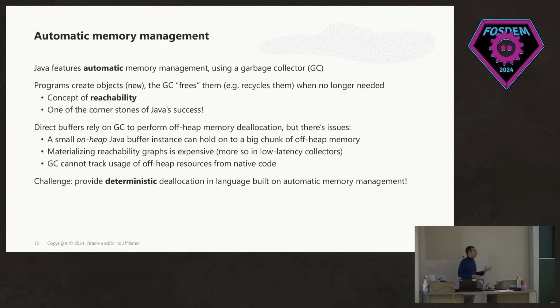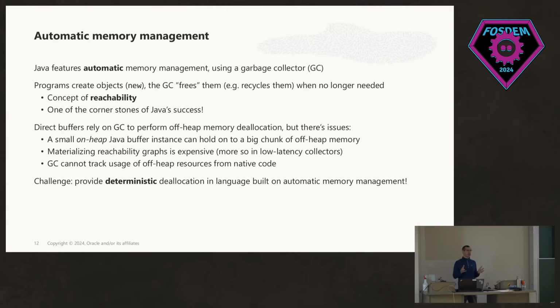In fact, this is actually where we spent the most time designing the memory API. Java, as you all know, is based on the very idea of having automatic memory management, which means you only care about allocating objects. The garbage collector will sit behind your back and automatically recycle memory when no longer used. This is based on this concept of computing which objects are reachable at any given point in time.